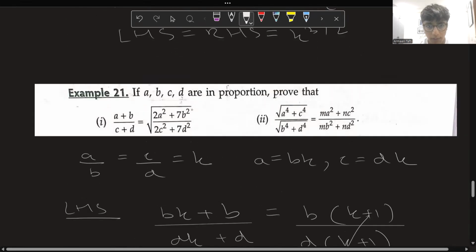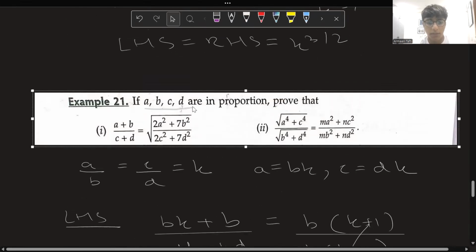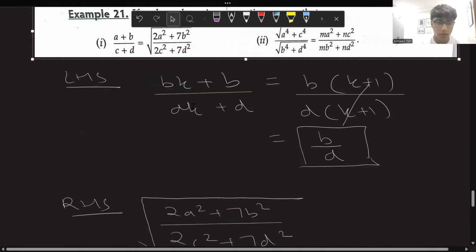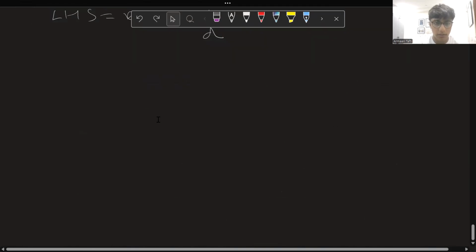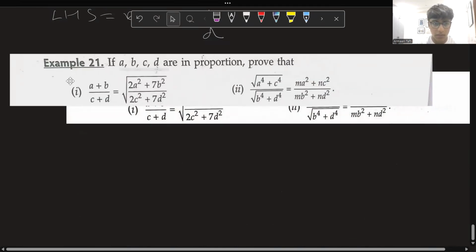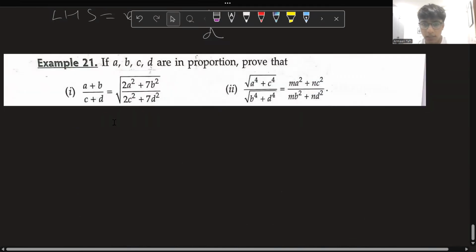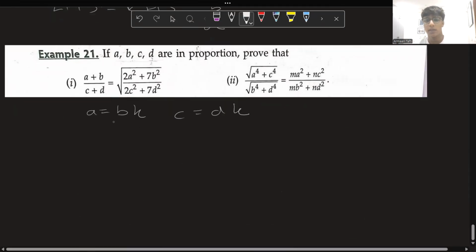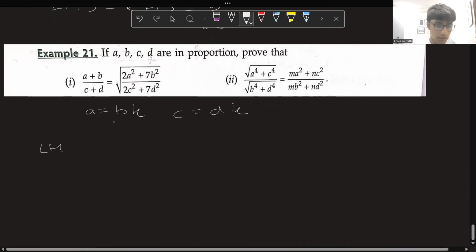Okay, nothing too complex. And let me just copy the same thing once again, because for part two, so we don't have to scroll up that much. Let's paste it around here. Okay. Part two is again same thing. We know that A is equal to BK and C is equal to DK, right? Now let's solve the LHS. This time let's not forget the root sign.